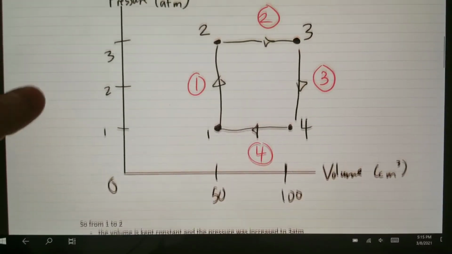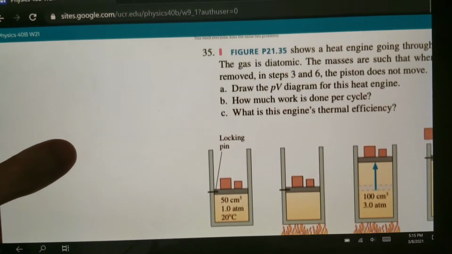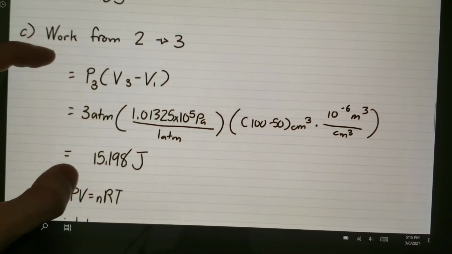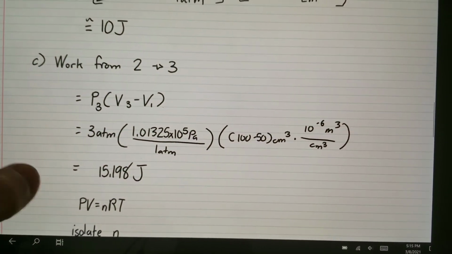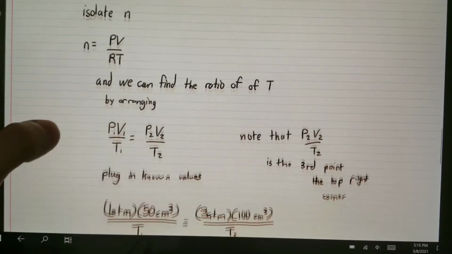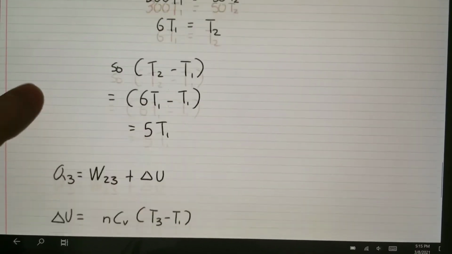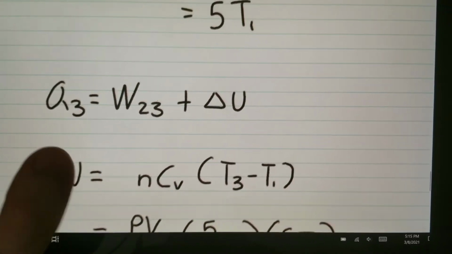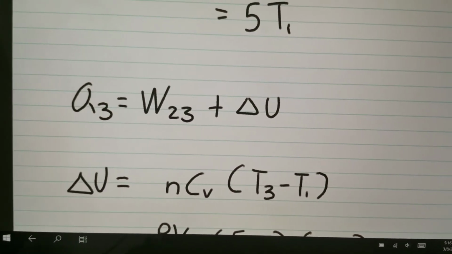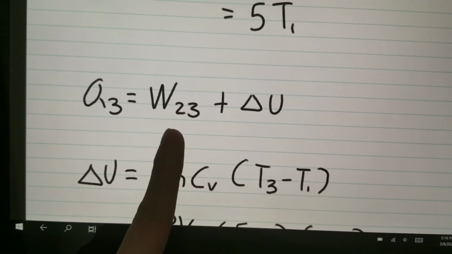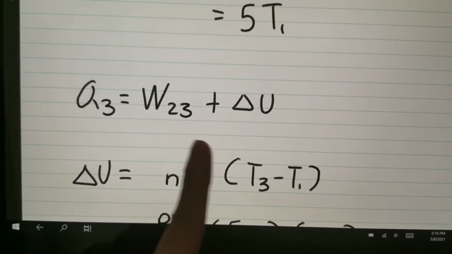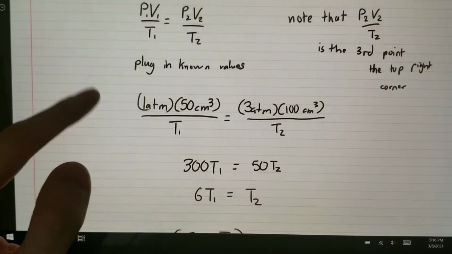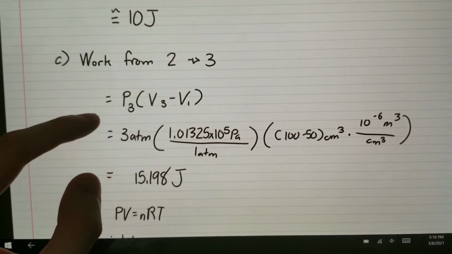Now, C asked us for the thermal efficiency. Yes, it did. Okay. So, first off, we have to figure out this equation right here. Because this is our end goal, we first have to figure out this portion and this portion, as shown right here.